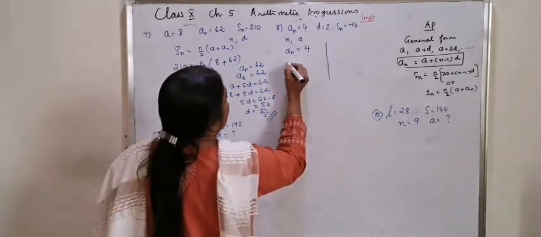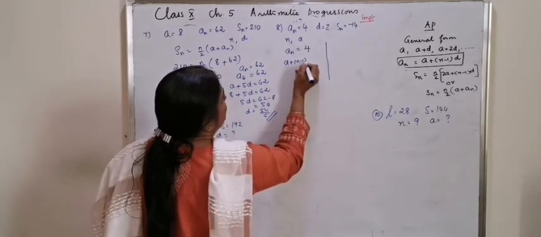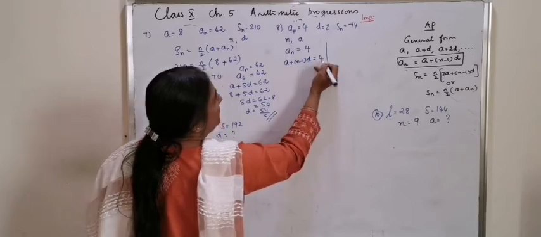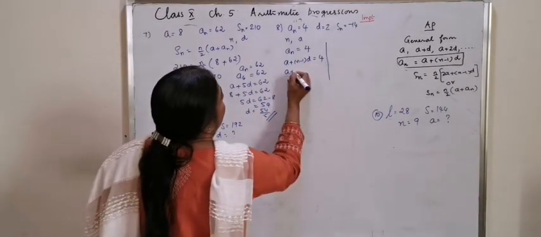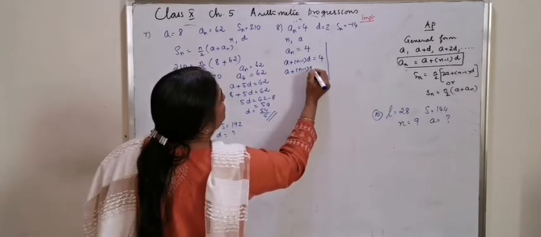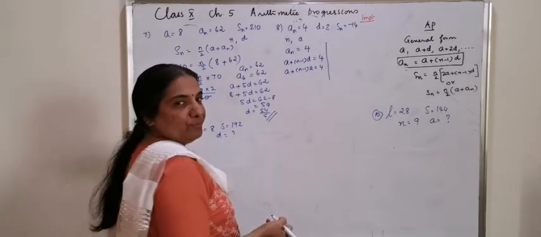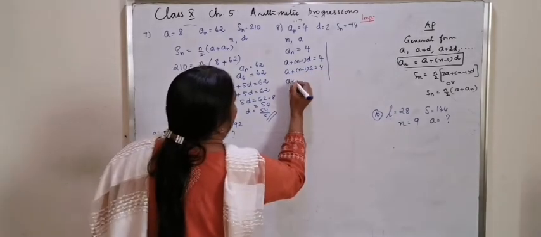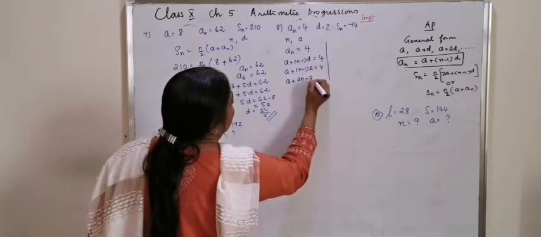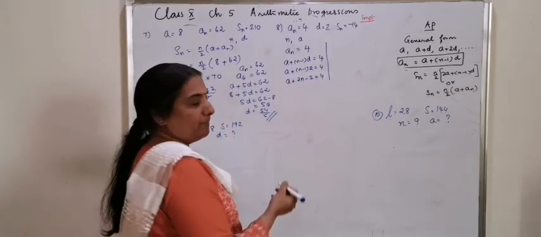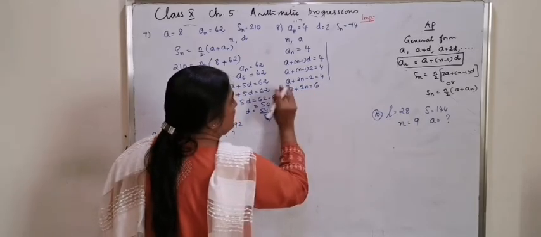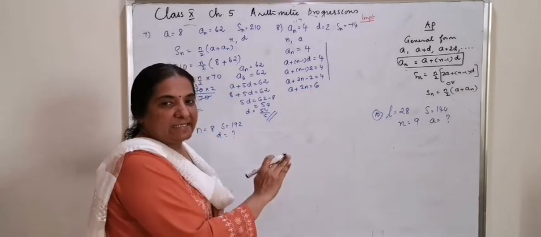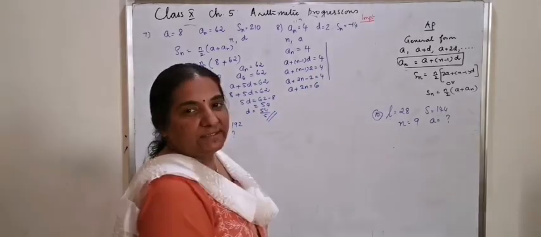Let's substitute it as a plus n minus 1 into d is equal to 4. Then a plus n minus 1 into 2 is equal to 4, or a plus 2n minus 2 is equal to 4. A plus 2n is equal to 6. Just leave it as such. Let's proceed with the other side.